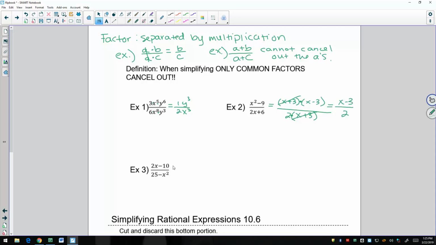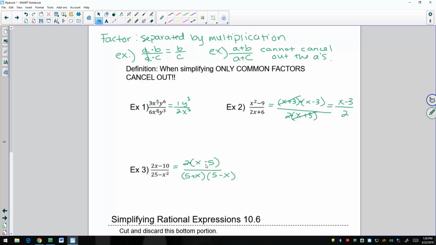Last example. Again, there is no multiplication because the 2x and the 10 are attached with subtraction. If they were attached with multiplication, then you might be able to reduce. So we're going to try to factor the top and the bottom. So on the top, I can pull out a GCF of 2, and I'm left with x minus 5. So here are my two factors. I got 2 and x minus 5. On the bottom, this is a perfect square. It would be 5 plus x, remember order matters, and 5 minus x.